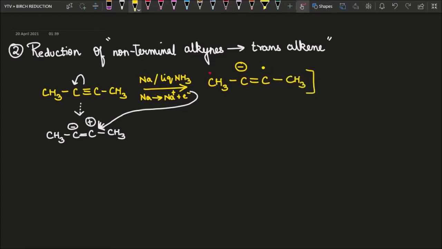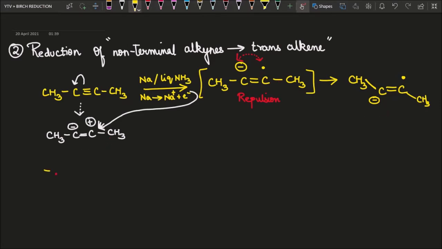Now this is your intermediate. If you can see over here, the radical and the anion are present on adjacent carbons. If they are present on the same plane, there is going to be repulsion. In order to avoid the repulsion, this part is going to shift. So here CH3, C double bond C. The negative charge is going to be present over here and the radical is going to be present on that side, CH3. So the radical and the negative charge have shifted to opposite positions. The plane will bend slightly in order to avoid the repulsion.